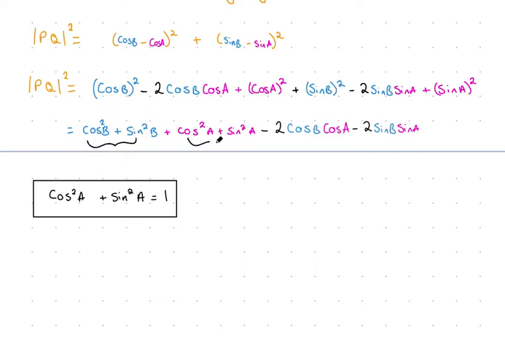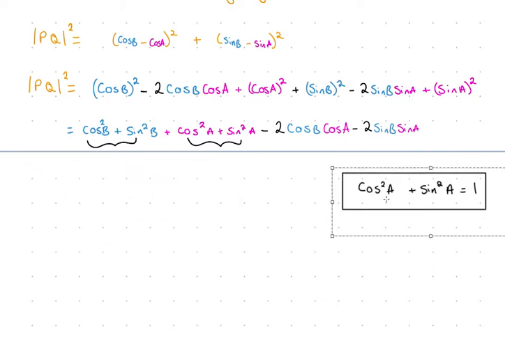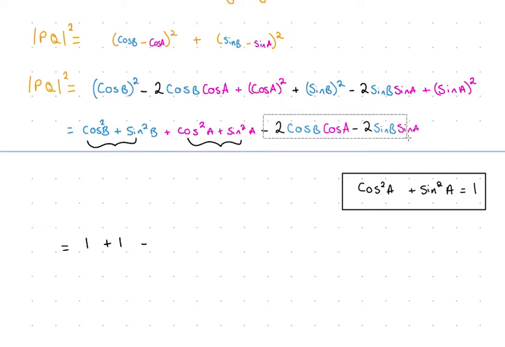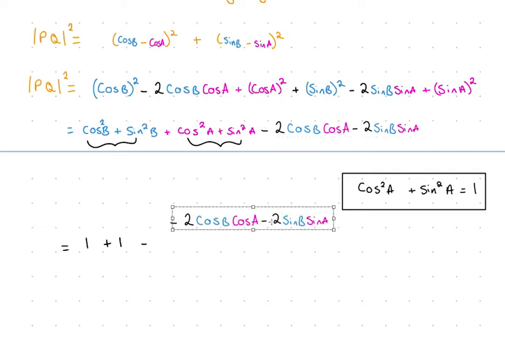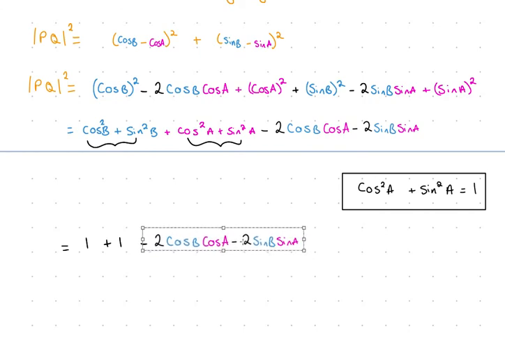So that becomes 1 and that becomes 1. So I'm going to move this out to the side here. But that's what we're using. It's in the log tables, you don't need to remember it. So it becomes 1 plus 1 minus 2, and then it's going to be cos b cos a sine b sine a. So I'm going to bring that down and copy and paste just to speed things up for us. So this is what we have. Now, all of that was equal to pq squared. So the length of pq squared.